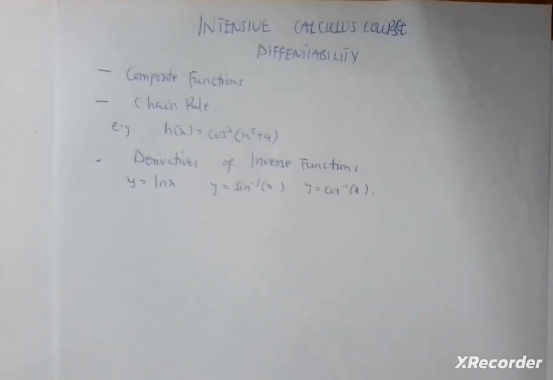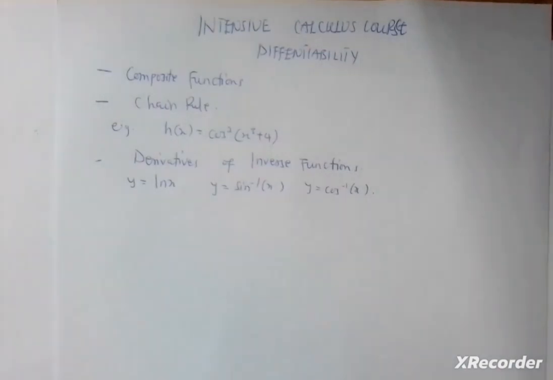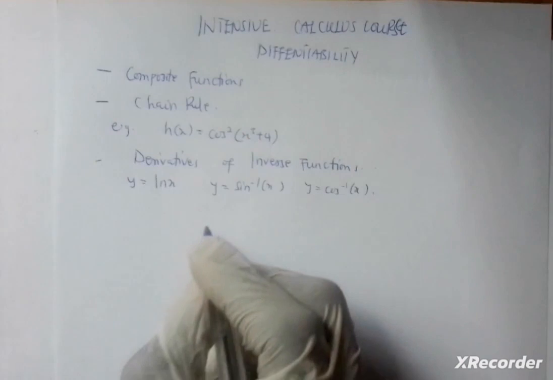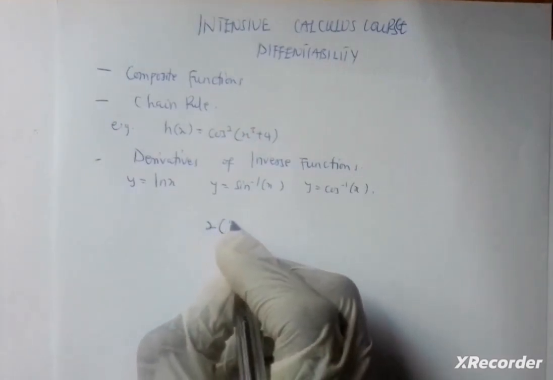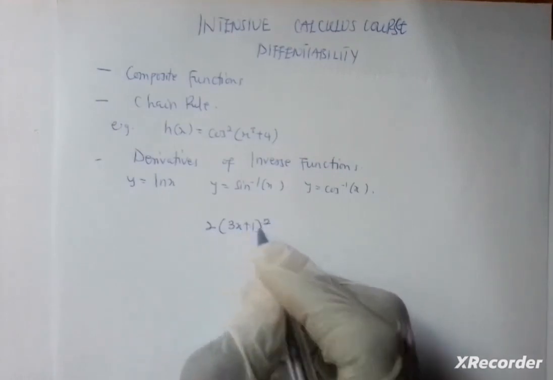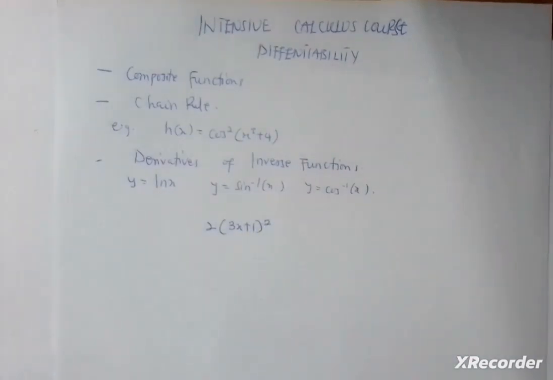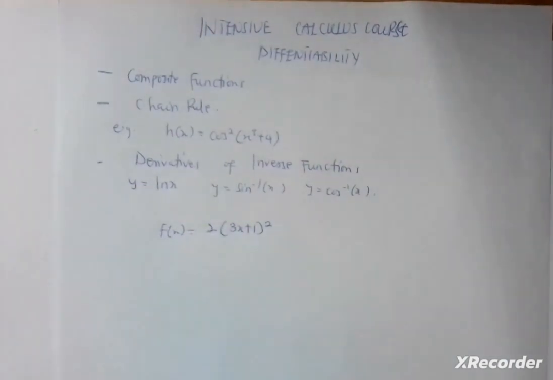Composite functions. When you say composite, it means having different parts. So if I have a function which has another function within, then I'll say that function is composite. Now let's see this function. If I have a function, let's say 2 open brackets 3x plus 1 all squared. Now see this function, f of x is equal to this. This function is said to be a composite function.